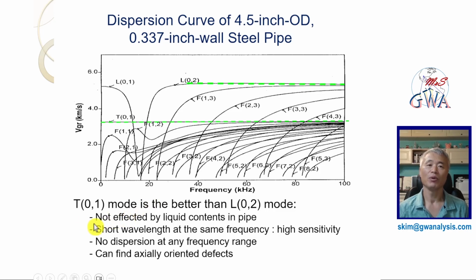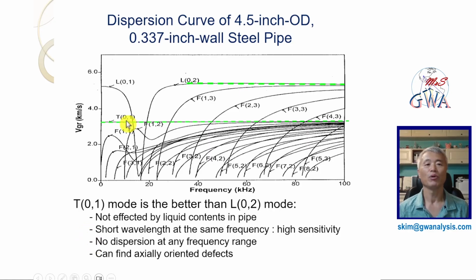First, T01 mode is not affected by liquid content in pipelines. If the pipeline is carrying liquid, L02 mode will generate a trailing signal in every reflector in the pipeline because the longitudinal mode travels through the liquid in the pipelines with a slower speed than that of the steel pipe wall. Second, the T01 mode has the higher sensitivity than L02 mode at the same frequency inspection.